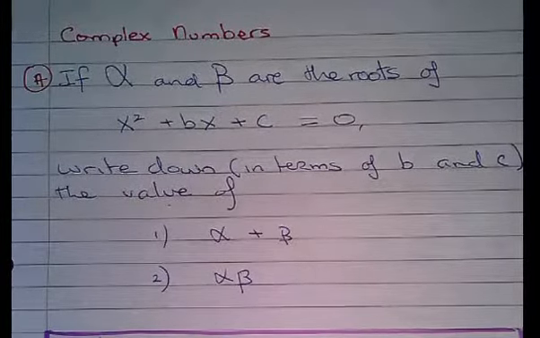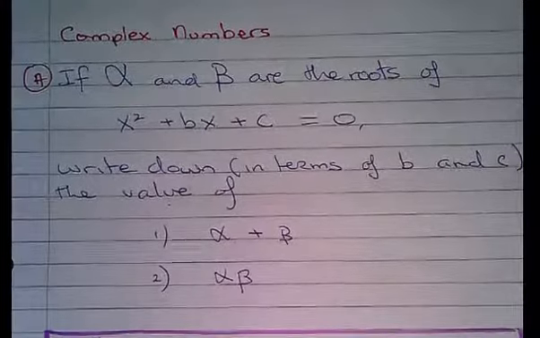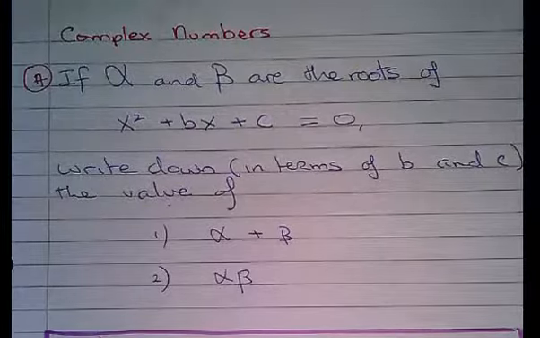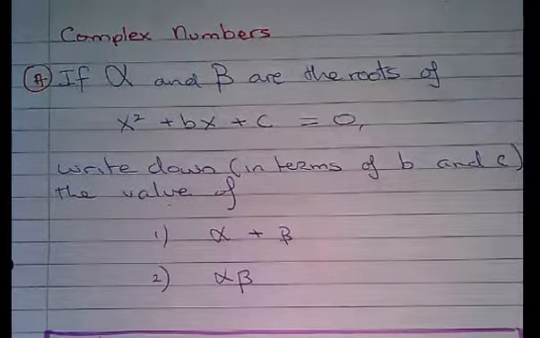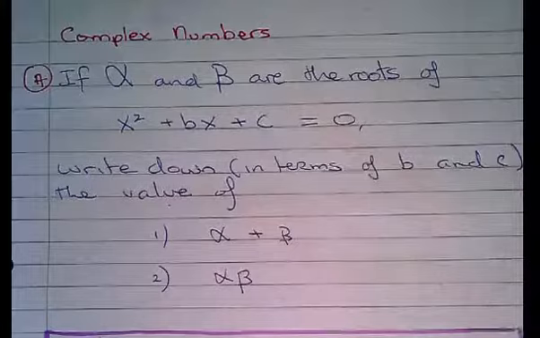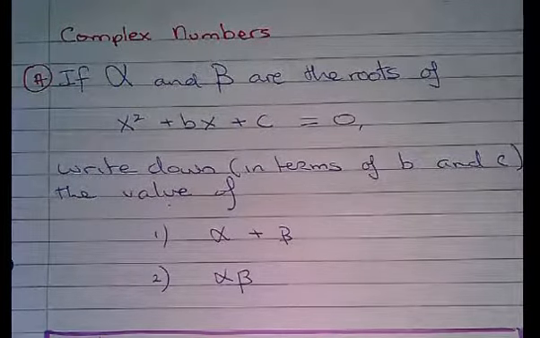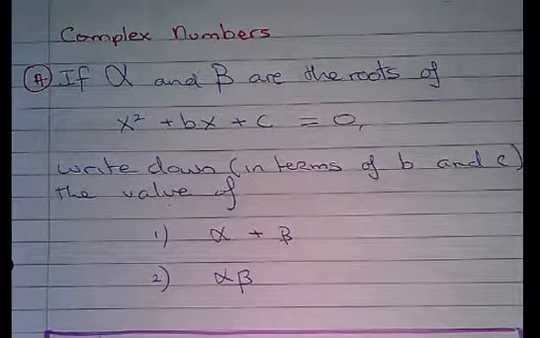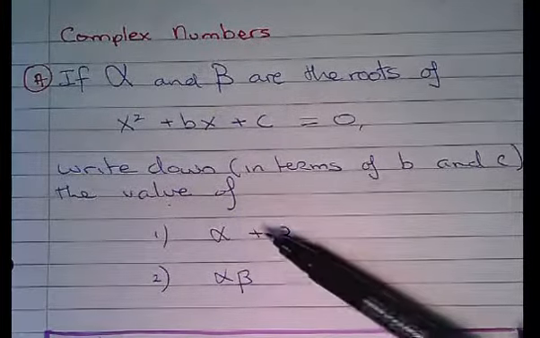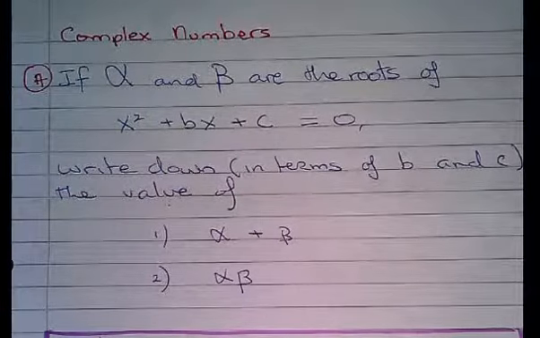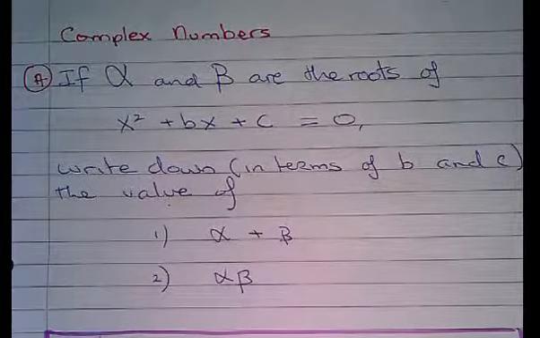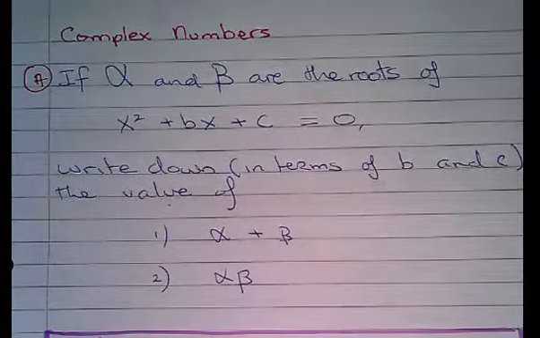Okay, in this presentation we're going to look at complex numbers, but we're also going to look at the form of quadratic equations or quadratic expressions. If alpha and beta, these two Greek letters here, are the roots of x squared plus bx plus c equal to 0, write down in terms of b and c the values of alpha plus beta and alpha times beta. Essentially, what we have to do is deduce the roots and come up with expressions for alpha plus beta and alpha times beta.